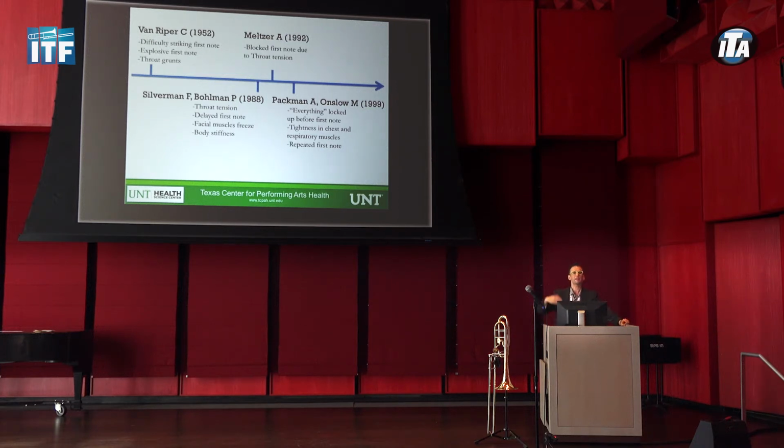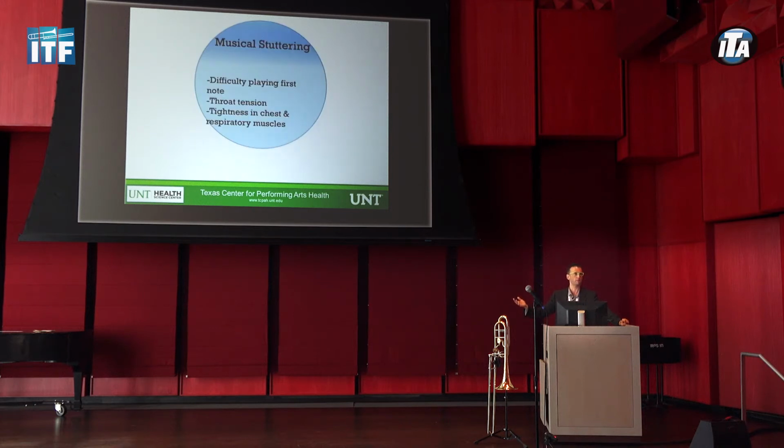So kind of compiling that list of symptoms between the 4 different studies, here are essentially the categorized symptoms for musical stuttering based on those 4 studies. We have difficulty playing the first note, be that delayed, explosive, repeated, usually all 3, some kind of tension in the throat, and then tightness in the chest and respiratory muscles. Again, that's the intercostal muscles and abdominal muscles typically. So these are the symptoms for musical stuttering.